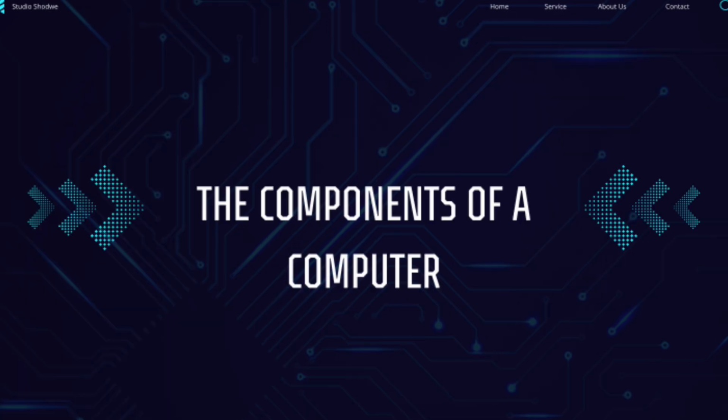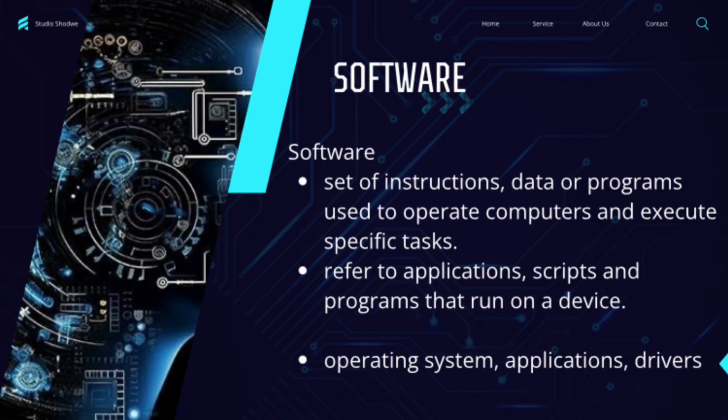Lastly, we have the components of a computer. So, the components of a computer are software and hardware. First, we will be discussing the software. Software is a set of instructions, data, or programs used to operate computers and execute specific tasks. It refers to applications, scripts, and programs that run on a device. It has an operating system, applications, and drivers.